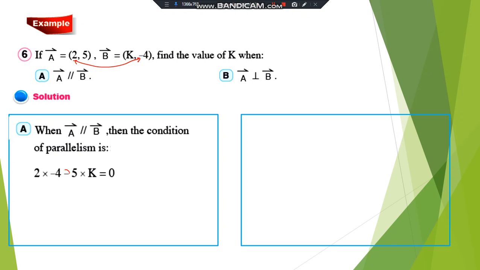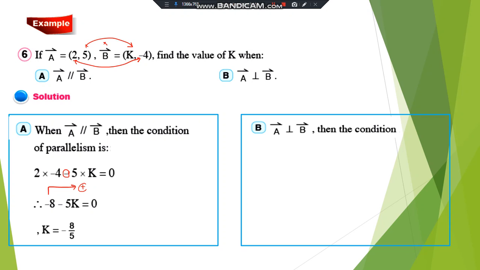minus 5 times k, which is means, equals 0. So 2 times negative 4 minus 5 times k equals 0. And solve this equation. So 2 times negative 4 is negative 8, and 5 times k will be 5k. So negative 8 goes to the other side with positive sign. So negative 5k equals positive 8. So k equals negative 8 over 5.